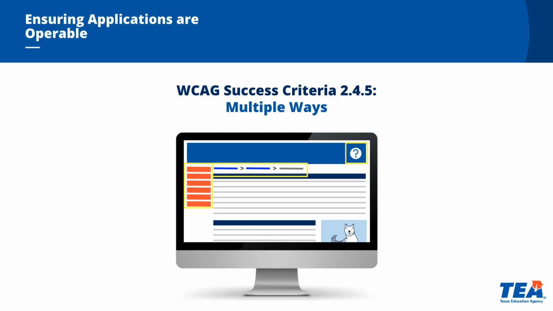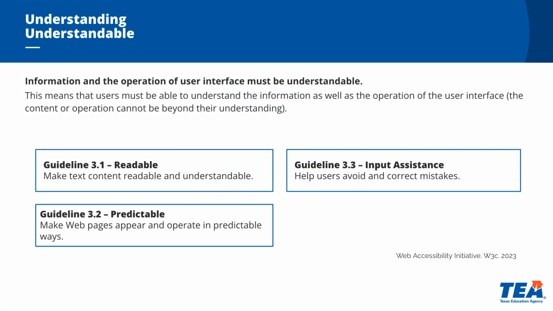Consider the use of a consistent menu or a secondary navigation scheme such as a breadcrumb trail. Here, you can see the user has been provided a number of different navigation options to move throughout the site. Next is understandable, or easy to comprehend, learn, and remember for the next use. Aligned to WCAG Success Criteria Number 3, understandable is made up of 3 guidelines: readable, predictable, and input assistance.